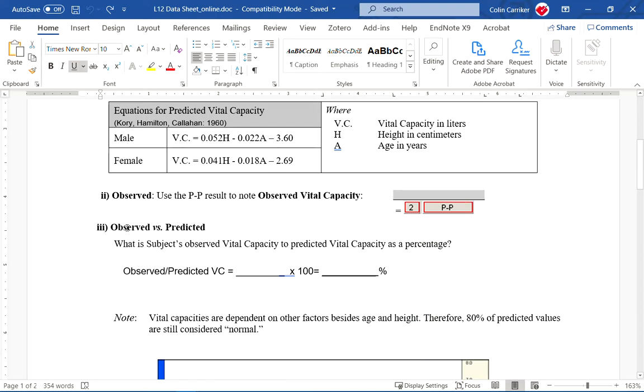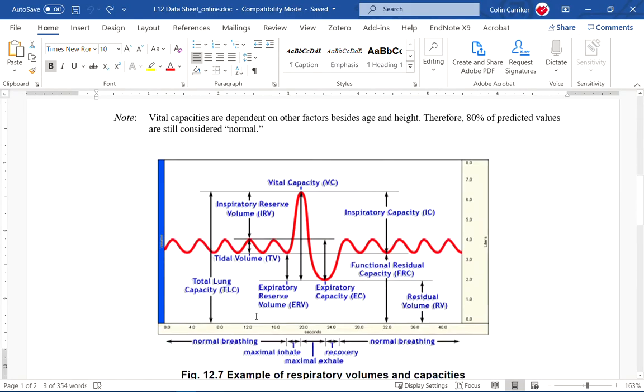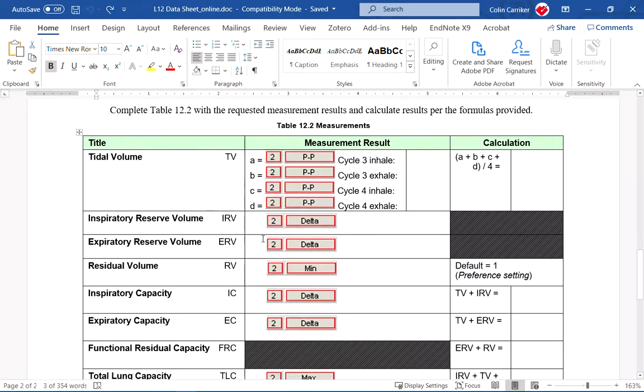And then we would compare the observed versus the predicted. Now you would have to calculate for Jared based on his height and age what his predicted would be, and then we'll take the observed divided by the predicted. Now, to fill in this table here, it's going to look very similar to what we just did, except we're going to do it for our different components here.